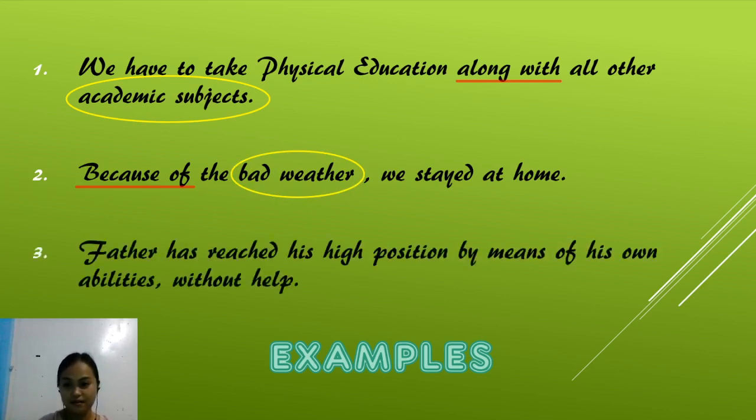Next, we have number 3: Father has reached his high position by means of his own abilities without help. In this sentence, what is the compound preposition used? It is by means of. So, it contains 3 words. By means of. And it describes the father's abilities. So, that is an example of a compound preposition. It is composed of 2 to 3 words.